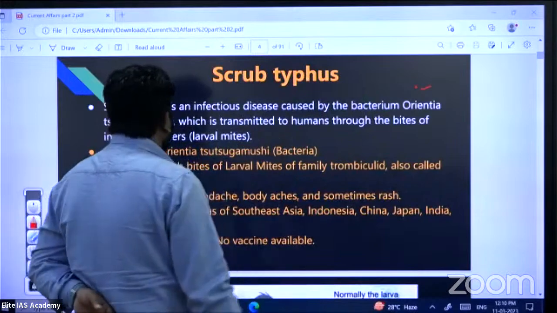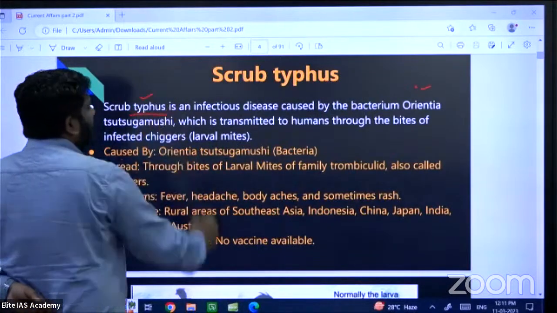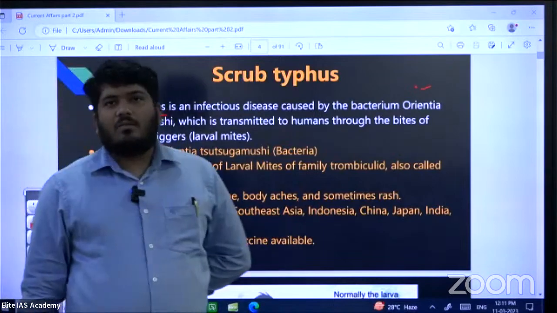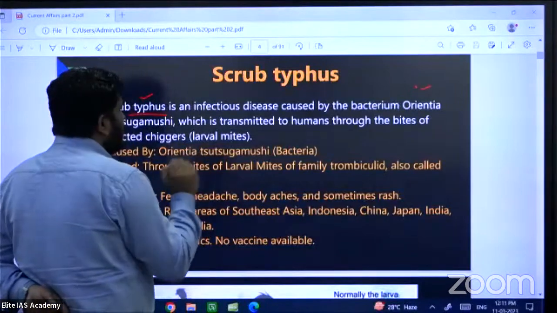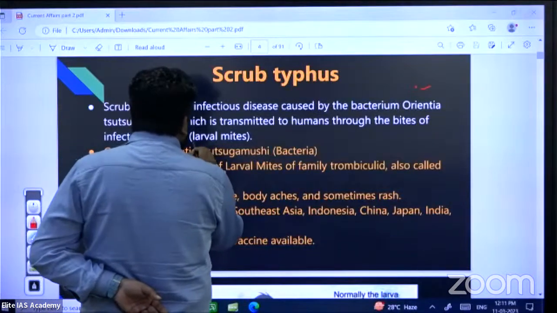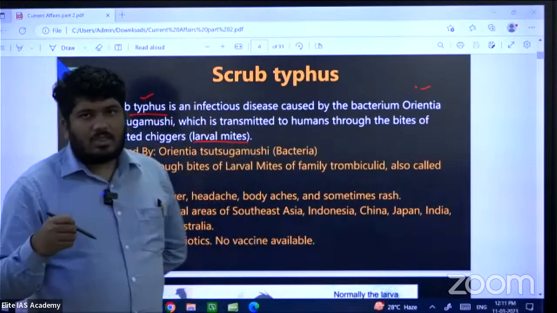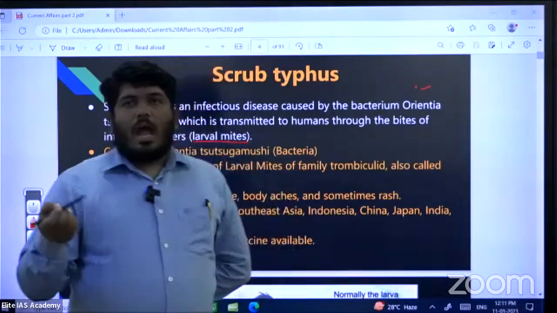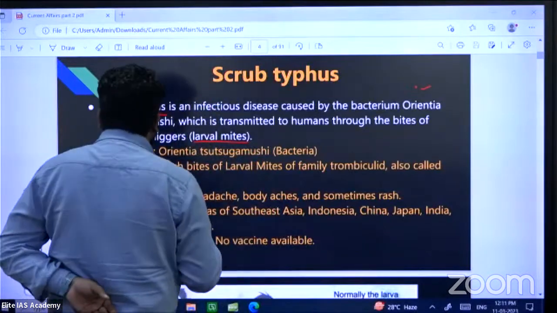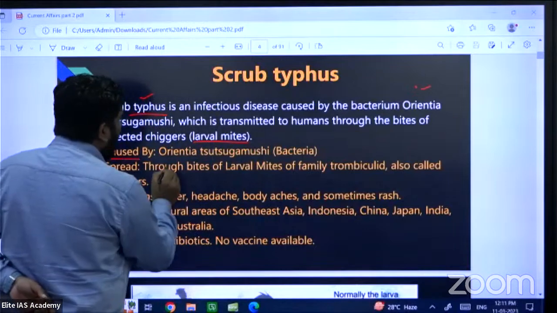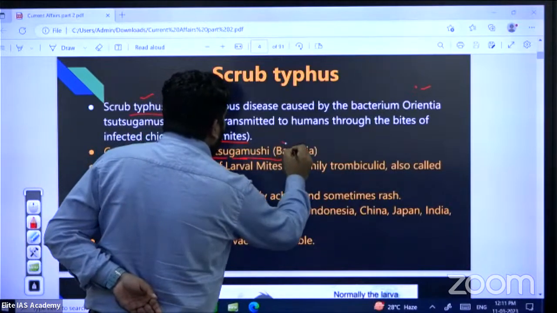So coming back to scrub typhus, as the name suggests, typhus, you know that there is a disease called typhoid, which is related to fever. So in typhus also the symptom is related to that. But it is caused by larval mites. I'll show you in the next slide what larva means and how it is causing this disease. But the most important thing, it is caused by Orientia tsutsugamushi. This is the name of the bacteria.